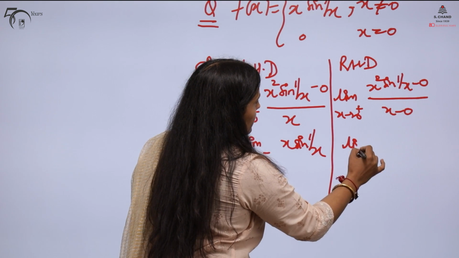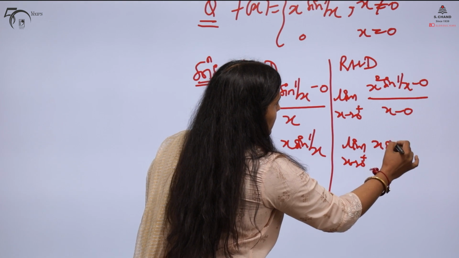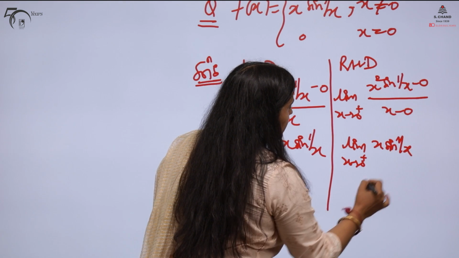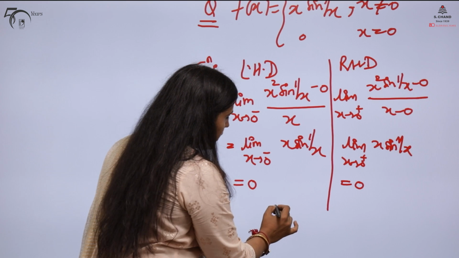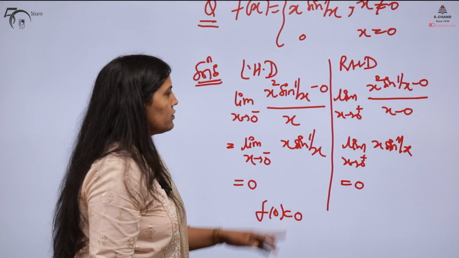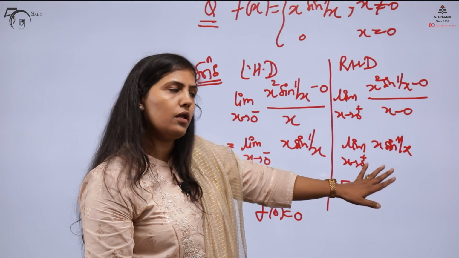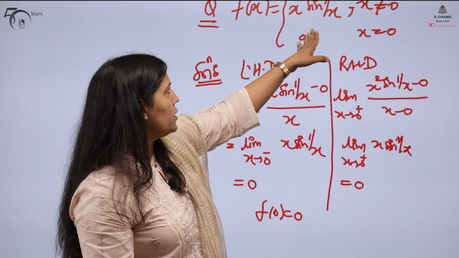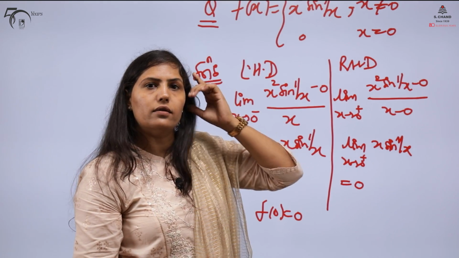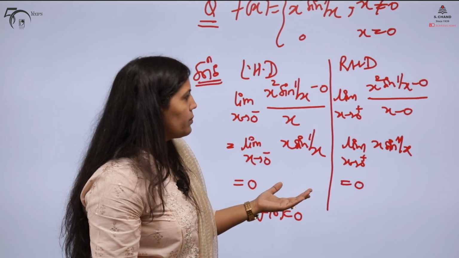You can see in both the left hand derivative and right hand derivative, it is coming out to be 0, and f of 0 is 0. So it is continuous, and since the left hand derivative equals the right hand derivative, you can easily say this is differentiable. But in the beginning of the question we only knew that this is continuous. Why is this question important?